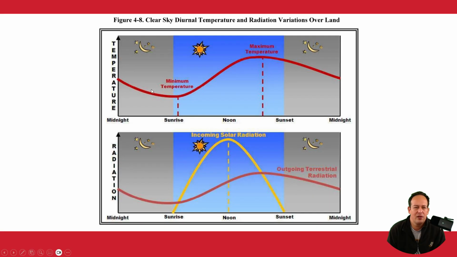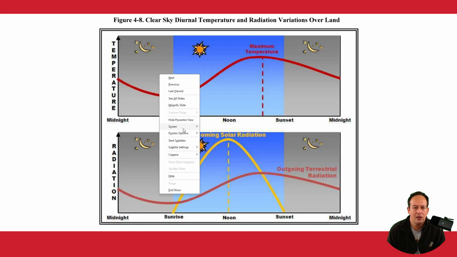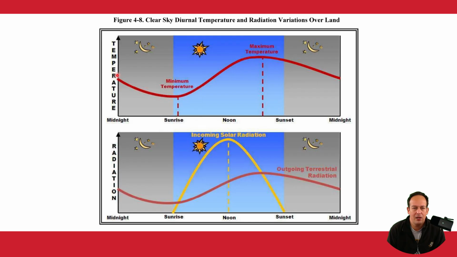And so in this picture on the top here, I'll give us a laser pointer again. On the top here, you see at midnight, the Earth is losing heat. This red line represents temperature. We're losing heat through terrestrial radiation. At sunrise, you'll see that we're still losing a little bit of heat until sunrise, and then we're finally facing the sun.